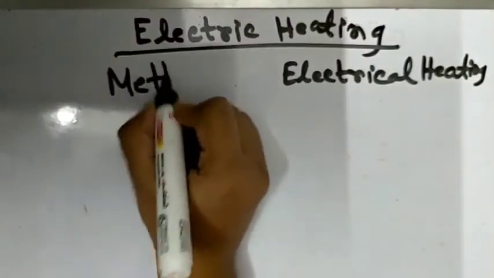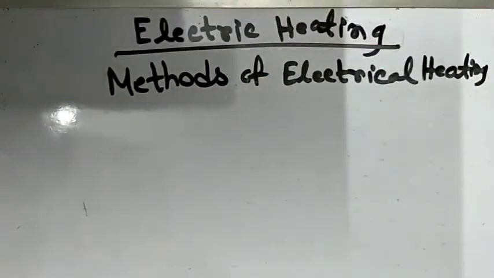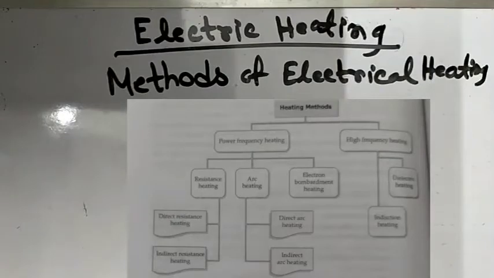Methods of electrical heating. So, first we divide electrical heating into power frequency heating and high frequency heating. Next, power frequency heating is divided into resistance heating, arc heating and electron bombardment heating. Resistance heating is further divided into direct resistance heating and indirect resistance heating.